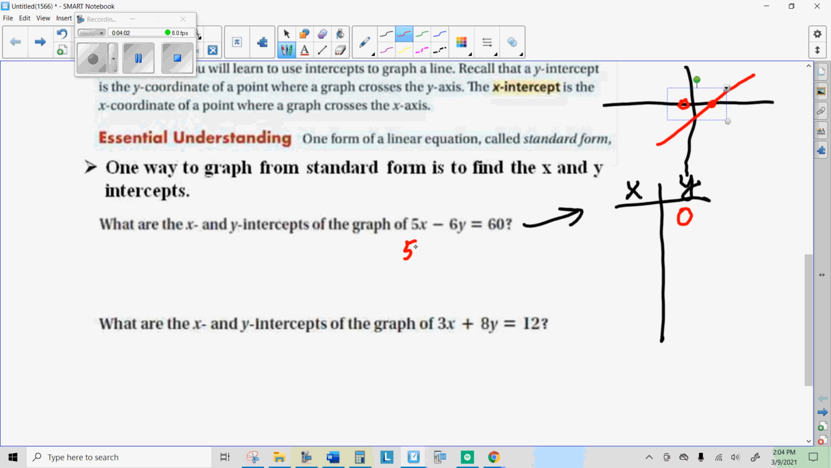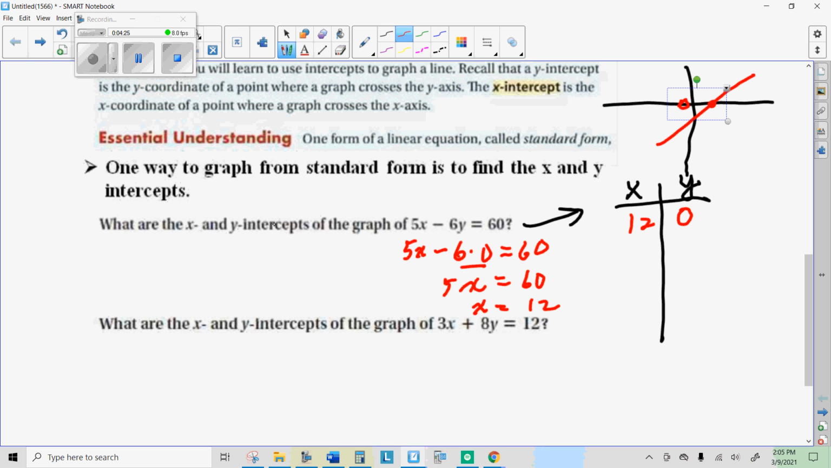So my equation would look like this: 5x minus 6 times 0 equals 60. Well, 6 times 0 is just 0, right? And 5x minus 0 is just 5x. So now I'm just going to do 60 divided by 5, which means x equals 12. So I now have one point on the graph.